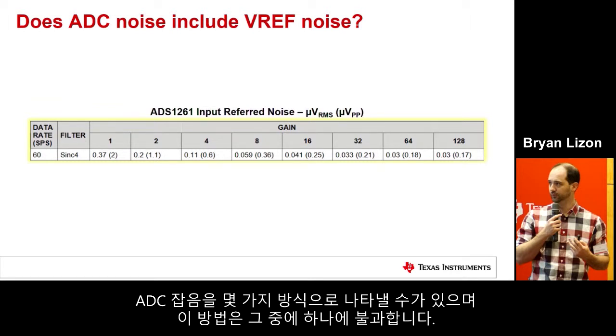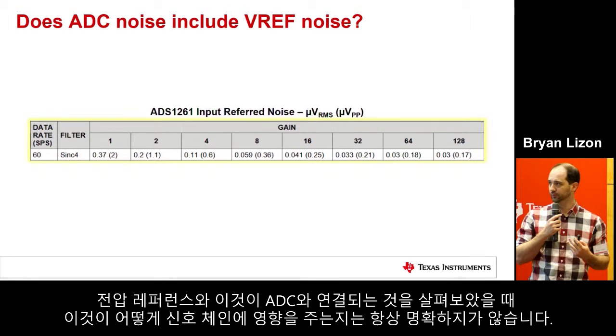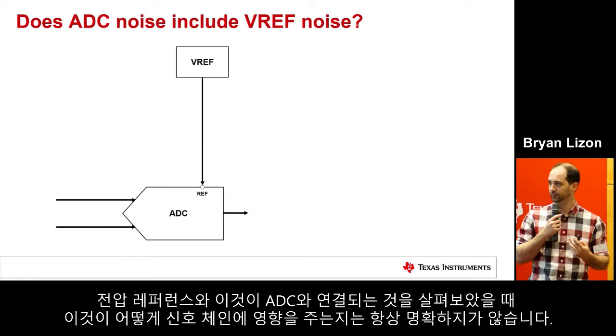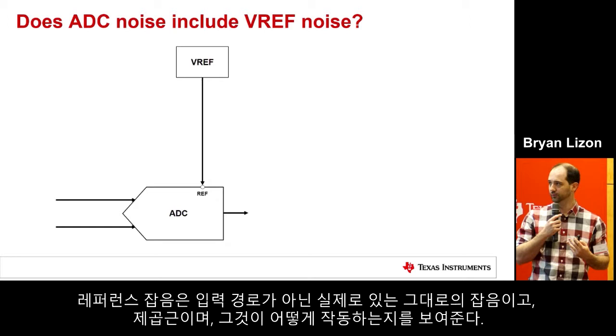We actually characterize ADC noise in a couple of different ways. This is just one of them. When you look at a voltage reference and how it connects to an ADC, it's not always clear how this impacts the signal chain. It's not in the input path. So is the noise additive? Is it root sum square? How does this work?